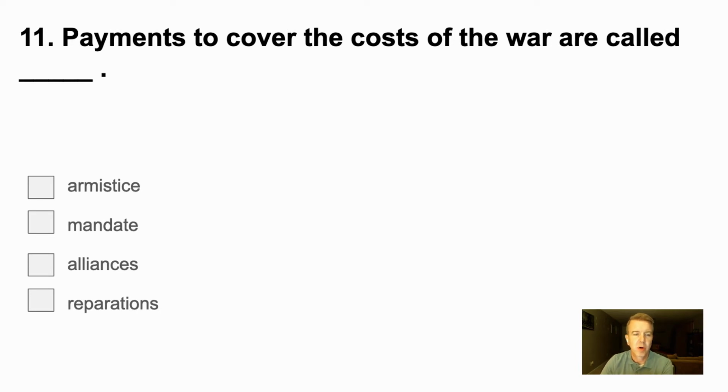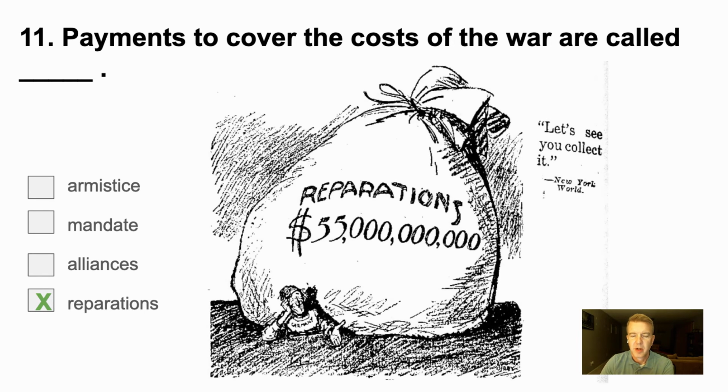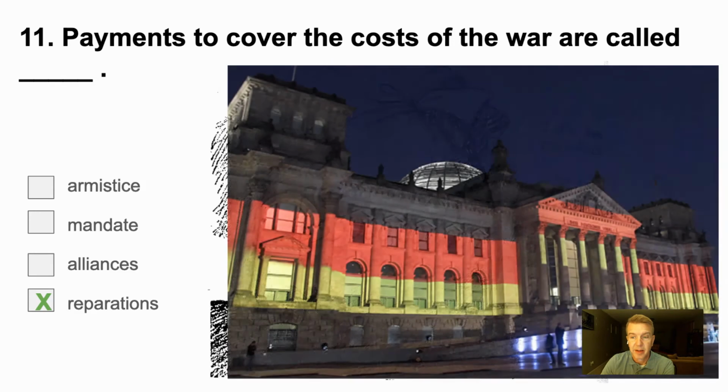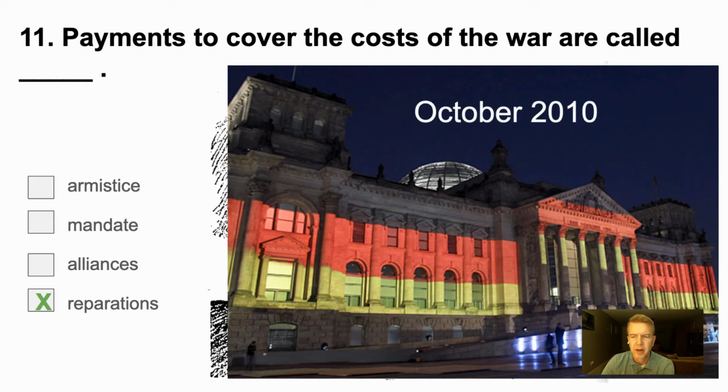Payments to cover the cost of the war are called reparations. This is a cartoon that appeared in the New York World about Germany, at the time it was supposed to be $55 billion, which was a lot back then. The idea was the reparations, with Germany saying, let's see you collect it. And this is the Reichstag on the night of the day they paid off the last war reparations payment in October of 2010.